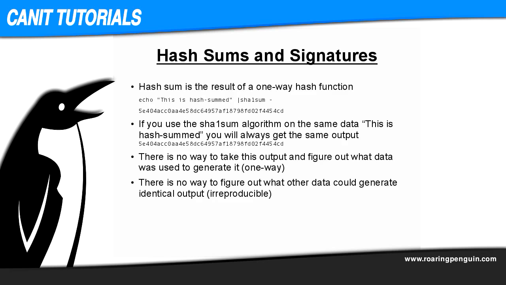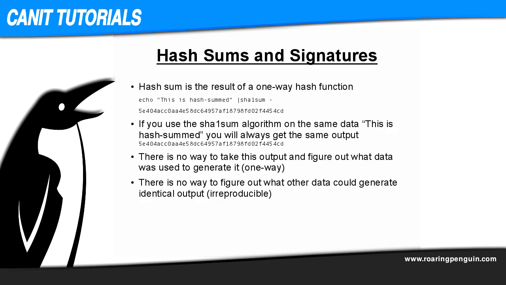A hash sum is the result of a one-way mathematical function. We call the mathematical algorithm itself a hash function, and when you put data into the function, what comes out is a hash sum. In this example, I took the text, "This is hash summed," and fed it into the SHA-1 hash function to generate a SHA-1 sum. If you use the same algorithm on the same data, you'll always get the same result.